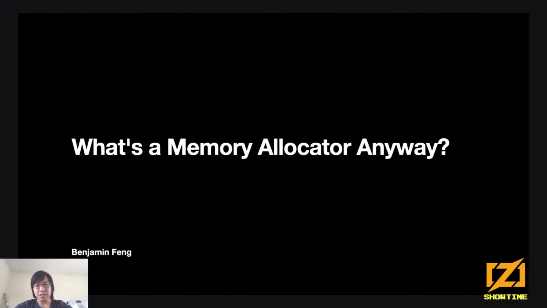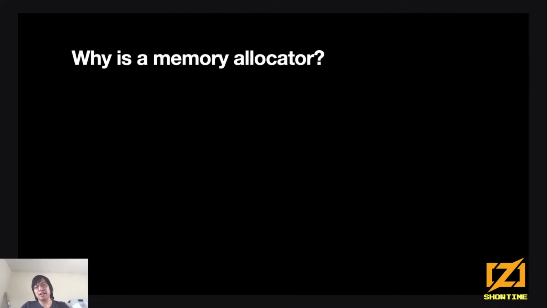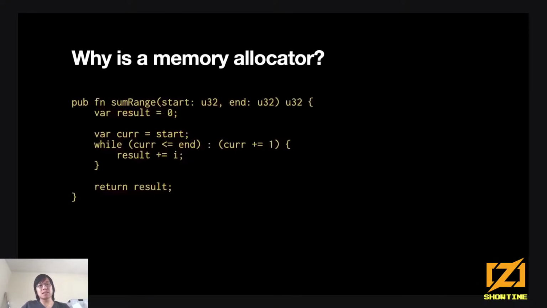Hi, thanks for the introduction, Loris, and it's good to be back. Let's get started with our talk. As Loris has just mentioned, my talk is going to be on memory allocators, specifically manual memory allocation. To understand what a memory allocator is, we need to understand why we need a memory allocator. And that's actually a pretty good question, because let's take a look at what the Zig compiler will provide for us.